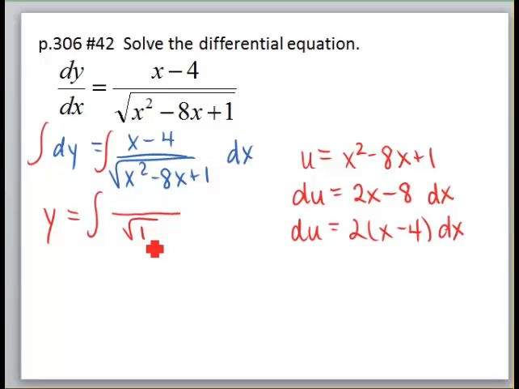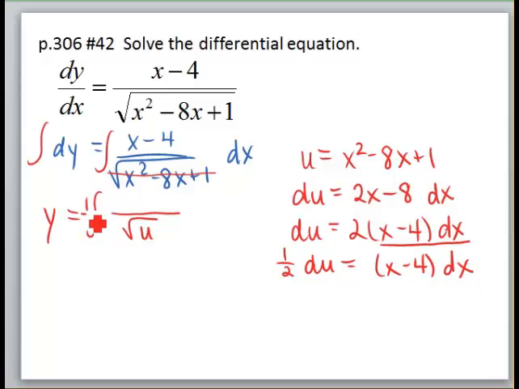So it would be the square root of u. That takes care of this part. I need an x minus 4 dx. That's right here. So I need to move my 2 over and make it a 1/2 du is equal to this x minus 4 dx. So I'm going to put my 1/2 out front, like I always like to do, and my du here, which means there's just a 1 sitting here.